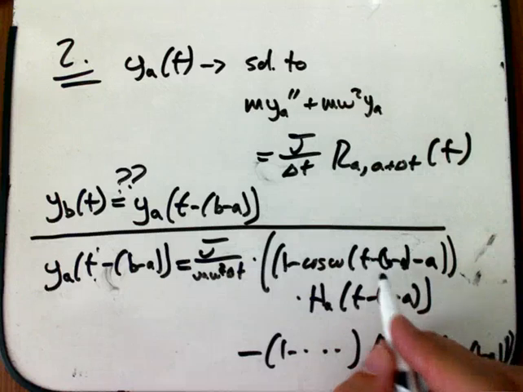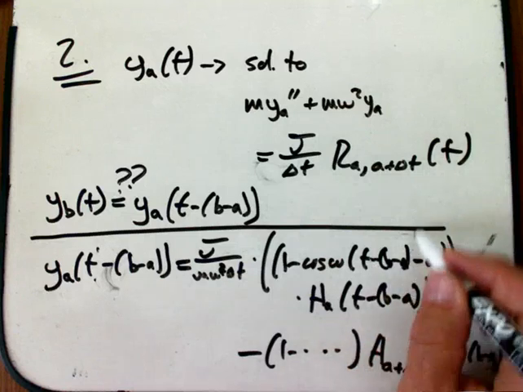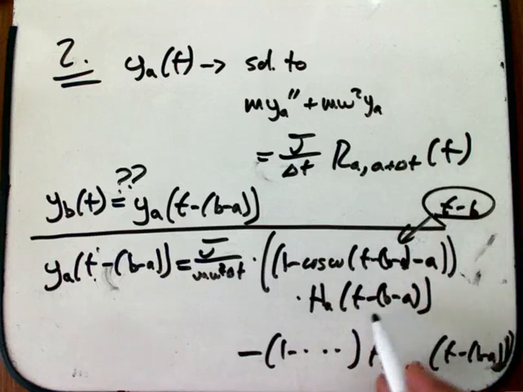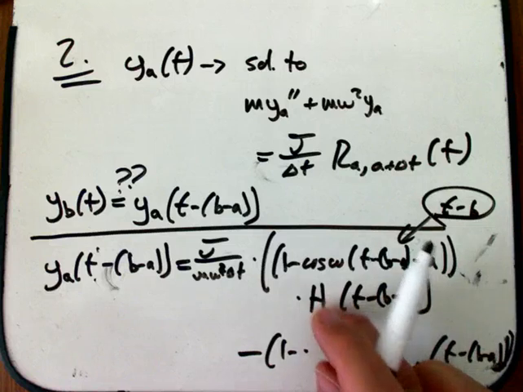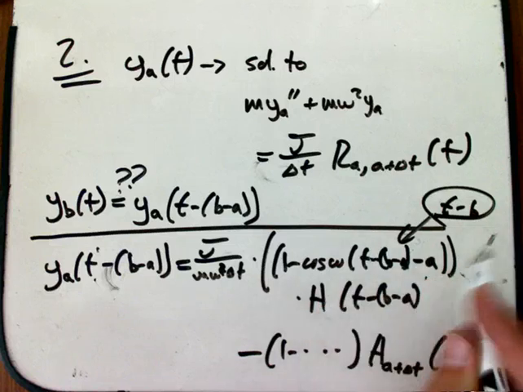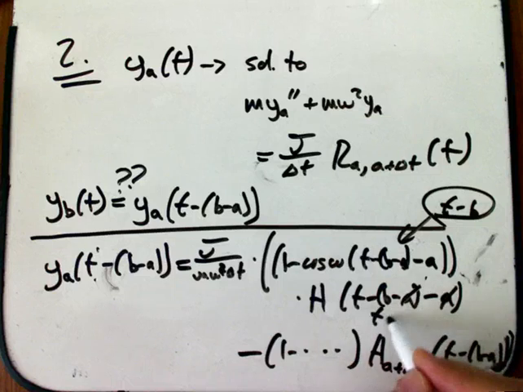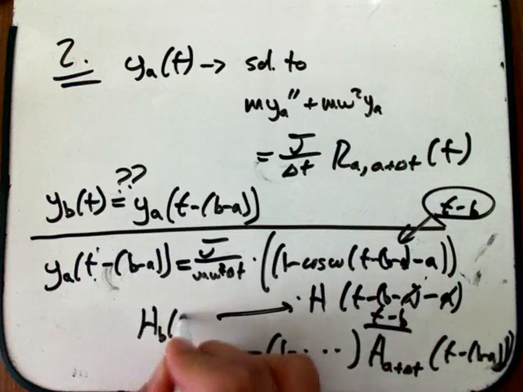Okay, but what happens if you have t minus the quantity b minus a and then minus a? The a's cancel and you just get t minus b. Voila. Okay. Similarly here, h sub a, that's really the unshifted unit step function, the one that turns on right at 0, of t minus b minus a minus a. The a's cancel, you get t minus b. Oh, okay. H of t minus b is just h sub b. So this becomes h sub b of t.